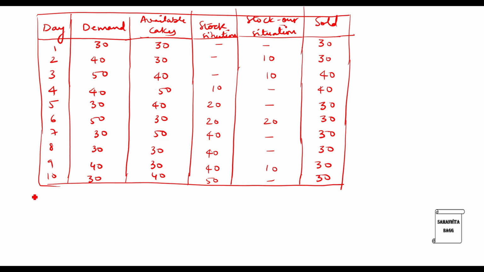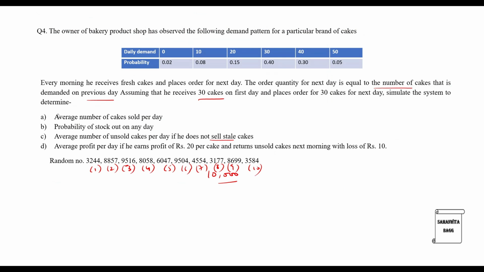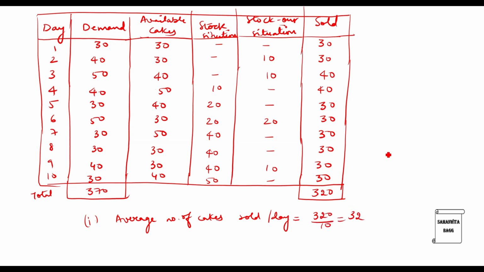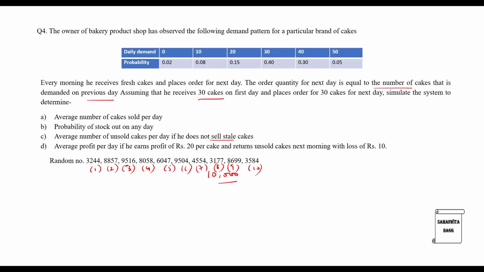Now we will calculate the total demand. Now the problem is very simple. If you calculate the summation over here, this is 370. Now we will talk about the first question. Average number of cakes sold per day. Average number of cakes sold per day will be how many? So these are the total numbers that he has sold. This summation is 320. So the first answer, average number of cakes sold per day, will be 320 upon 10. That is 32.